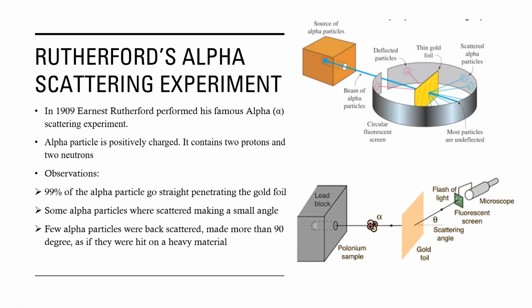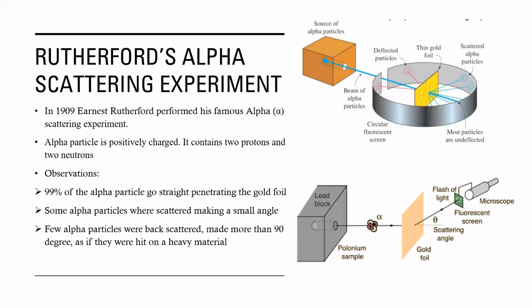You must have learned in grade 10 radioactivity, in chemistry also, you must have learned. And what is an alpha particle? Alpha particle is a positively charged particle and it consists of two protons and two neutrons.